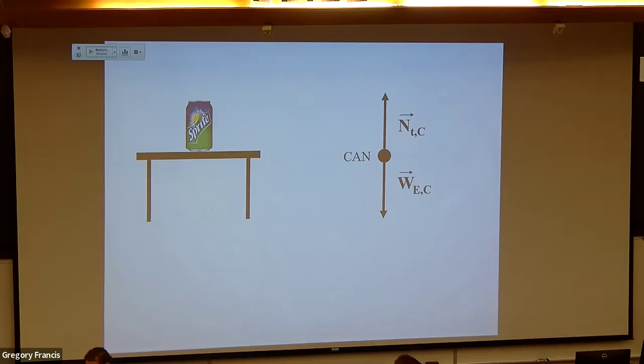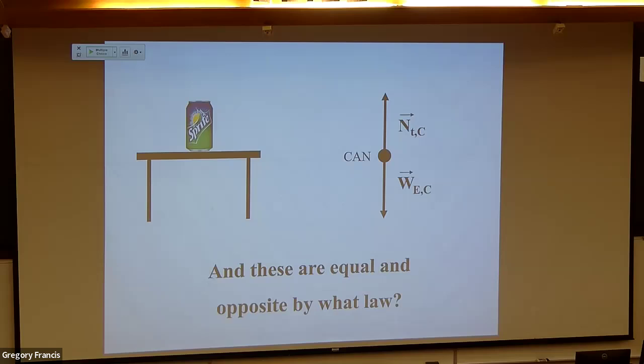There may also be a friction force. If you're wondering whether there is a friction force or not, reach down the table and ask if that changes anything. If the table's level, it doesn't change anything, so I don't need a friction force. That's the free body diagram. I know it's correct because I followed the recipe. Now these two forces are equal and opposite. By what law? Shout it out.